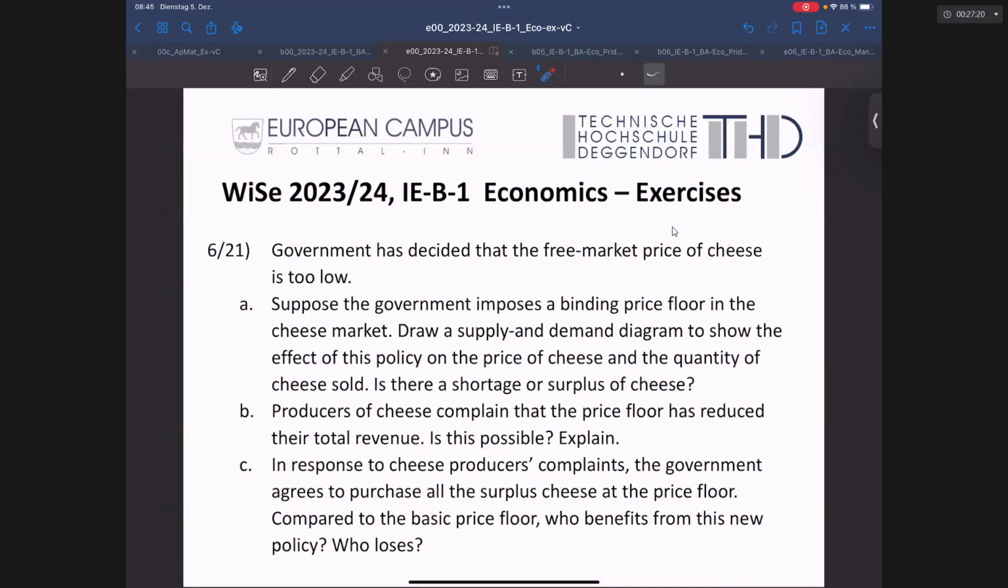This here is my most favorite exercise for chapter 6. It's about the market for cheese. You can say it's the market for wine, market for beer, market for whatever. And please invest a few minutes and try to answer that question with the help of your fellow students in the next Zoom breakout session.